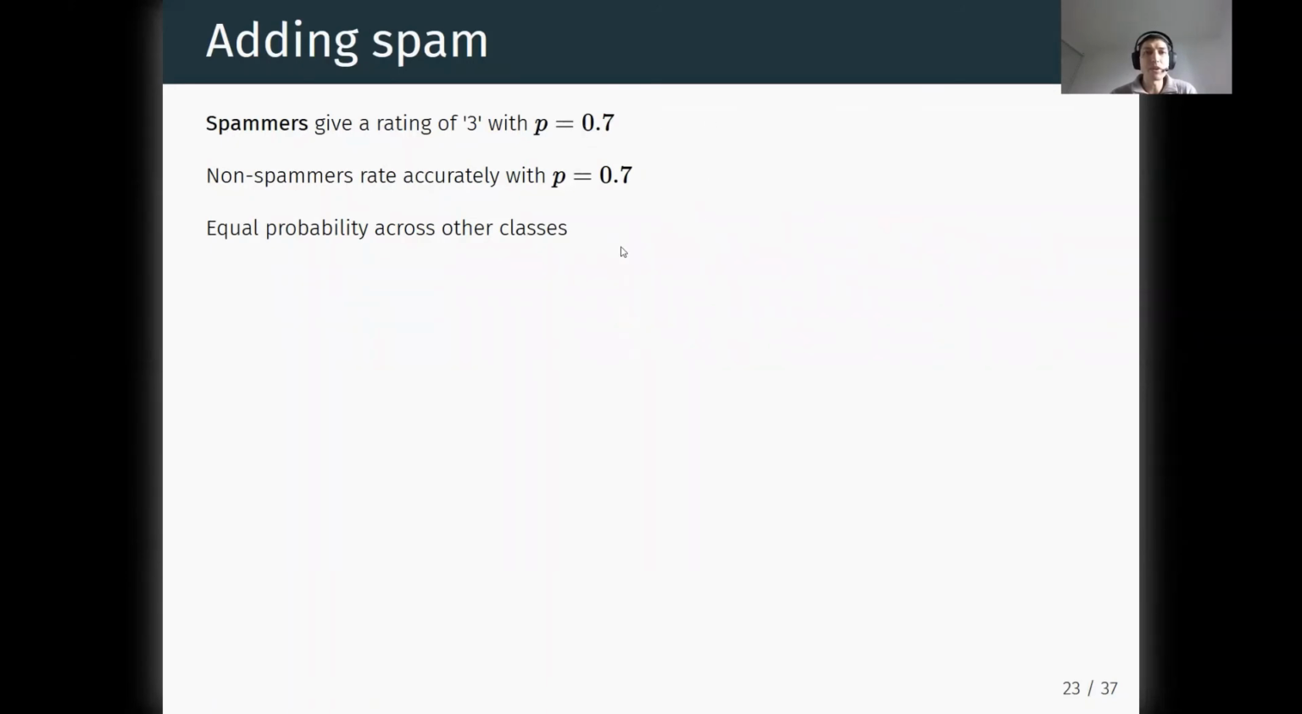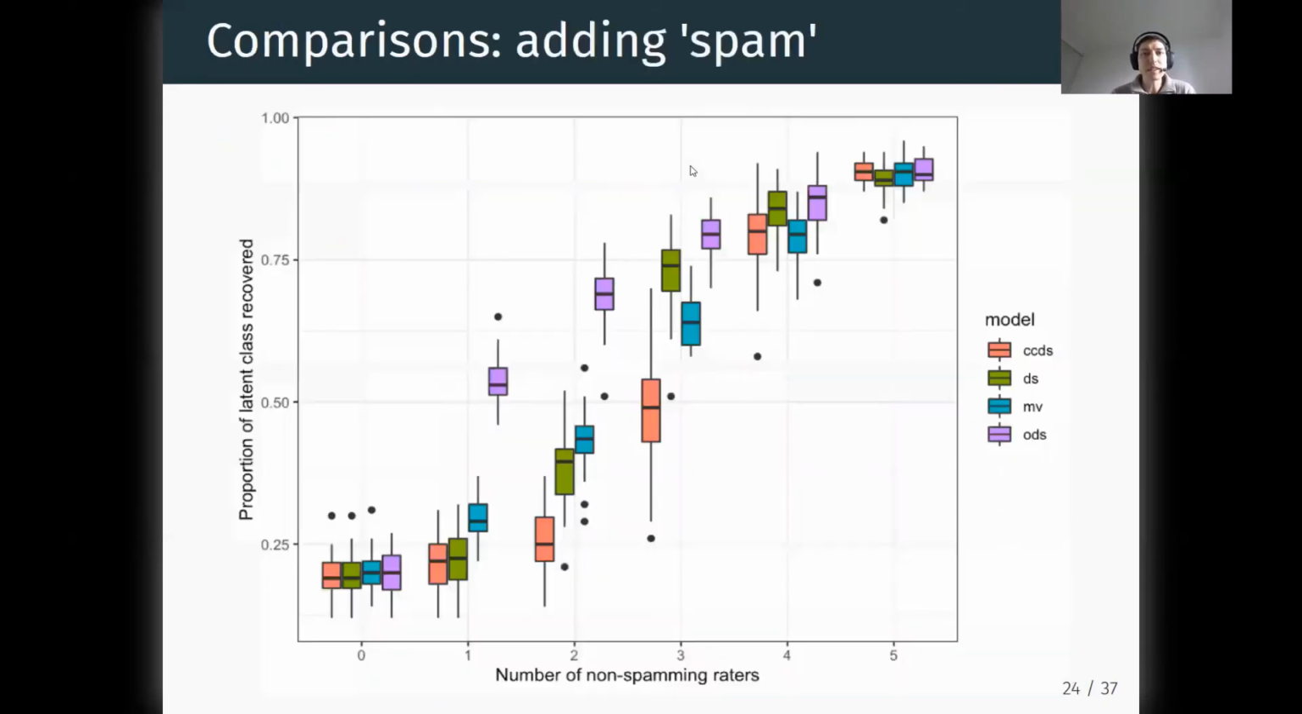And for the rest of the 0.3, we're just going to spread out the ratings across the other categories as before. So if our raters are spammers rather than accurate raters, we'll be introducing noise into the data. How will the models cope? So we're going to explore changing some or all of the raters to be spammers and see what happens.